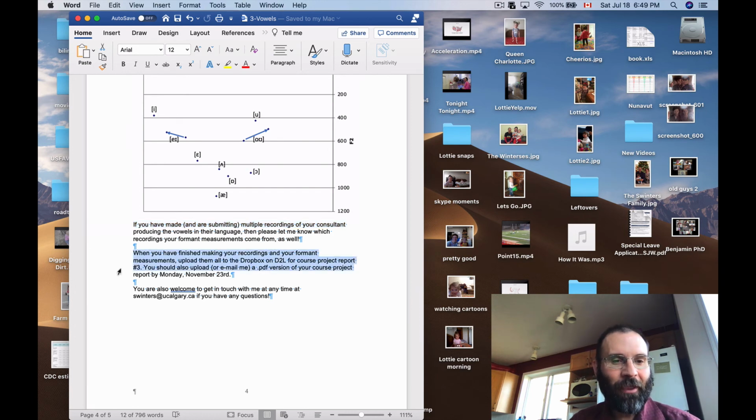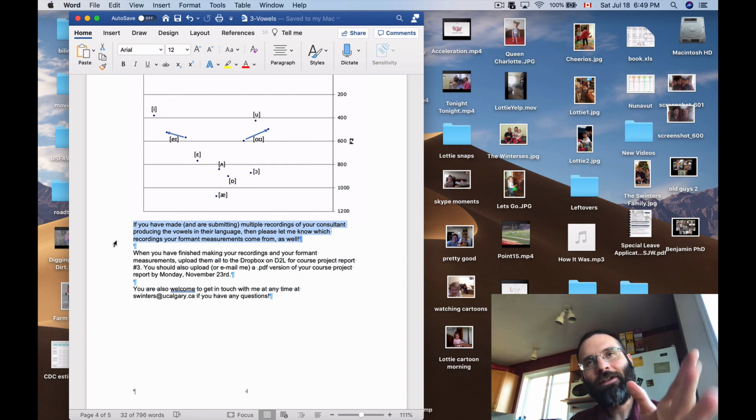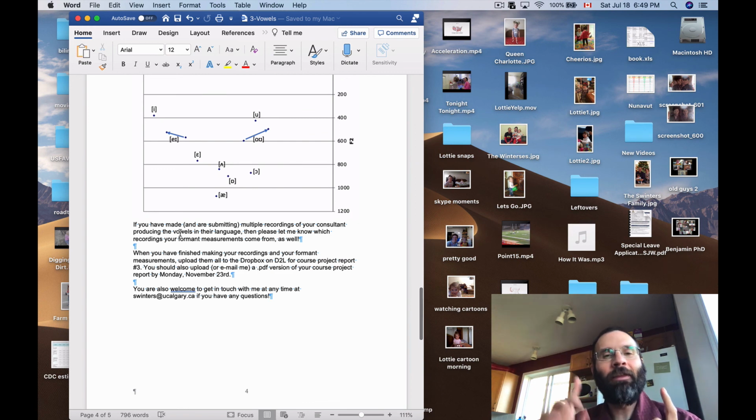You can upload them to the Dropbox on D2L. You can send me an email too if you want to. I guess I got a note here. I should mention, if you made multiple recordings of the vowels in the language, then let me know which recording your measurements are coming from. Don't send me 5 different recordings and then give me one measurement, because I want to double check that you're getting the measurements right. So it's best if you just send me one recording for each vowel and then one measurement for that vowel category.